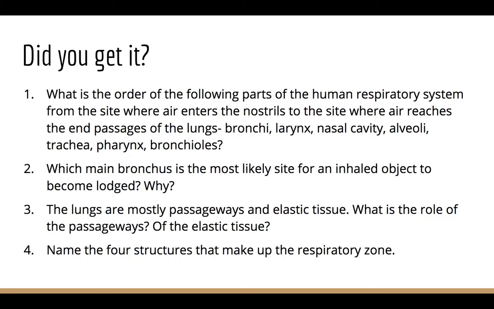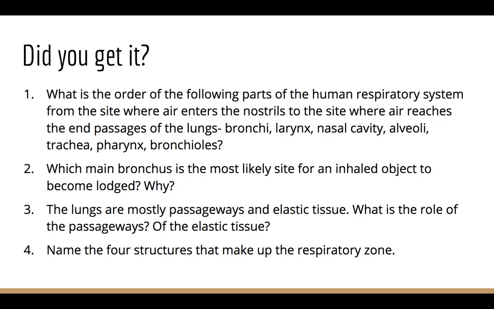Which main bronchus is the most likely site for an inhaled object to become lodged, and why? That's the right one because it's wider and straighter. And the lungs are mostly passageways and elastic tissue. What is the role of the passageways? And what is the role of the elastic tissue? The passageways conduct air, and the elastic tissue allows lungs to recoil passively when exhaling, saving energy.